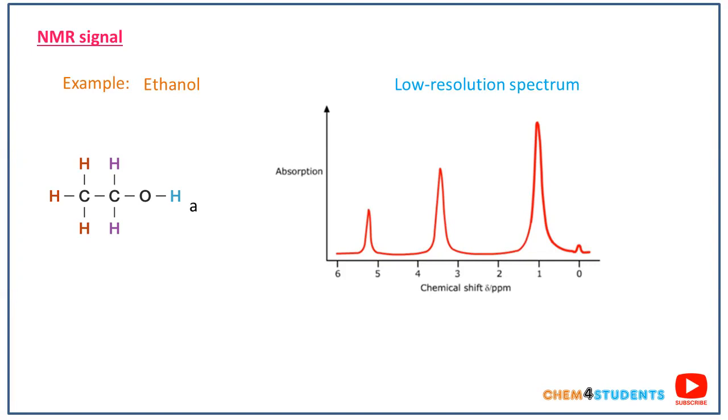The A type of proton is directly attached to oxygen. Oxygen is an electronegative atom, so due to its electronegativity, the electrons are pulled towards oxygen, and the electrons present around this proton are completely deshielded. So the A type of proton is called a deshielded proton. That is the reason we get the peak at the downfield region. And the second type of proton is the B type of proton, which is attached to the first carbon.